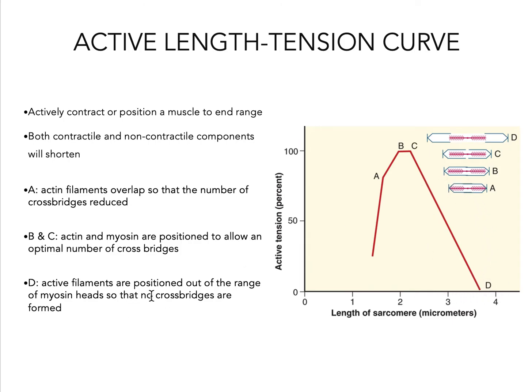Actin filaments are positioned out of range of myosin heads so that no cross bridges can be formed. You can see how the actin is very far from myosin. In A and D, we notice the reduction in the number of available cross bridges, both A and D. So that reduces the force generating potential of the muscle.